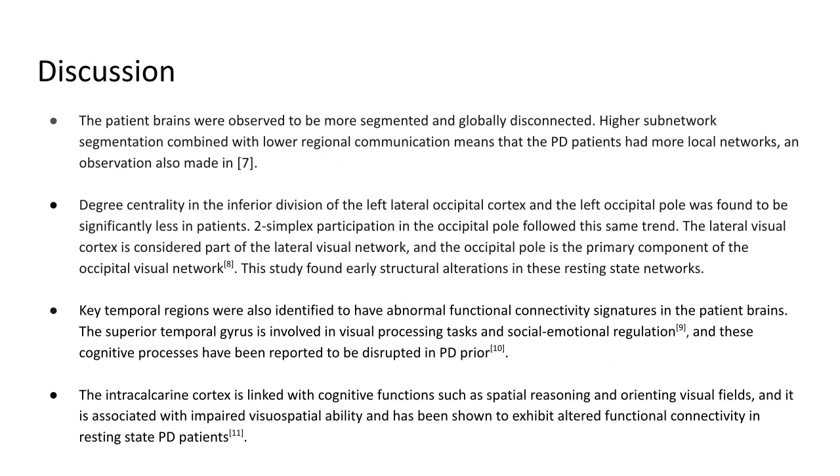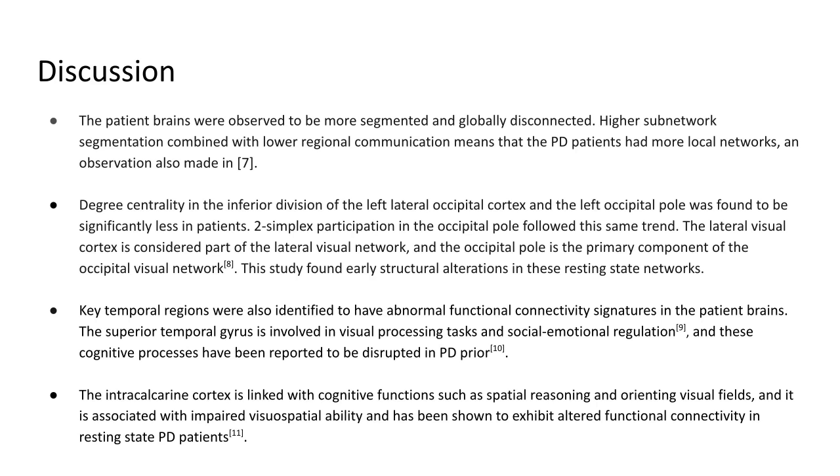The inferior division of the left lateral occipital cortex and the left occipital pole were found to exhibit weaker influence in PD patient networks. These two regions are associated with important visual resting state networks. The study found early structural alterations in these networks. Key temporal regions were also identified to have abnormal functional connectivity signatures in the patient brains.